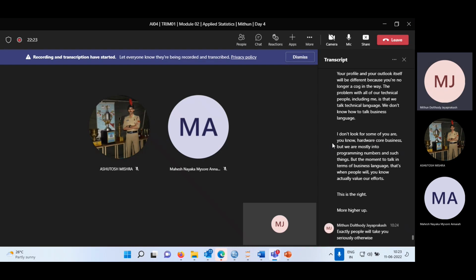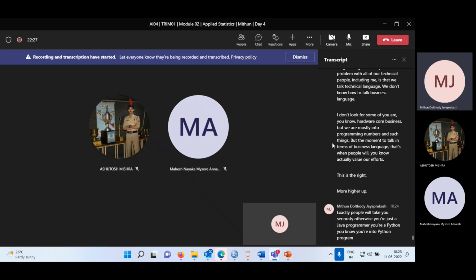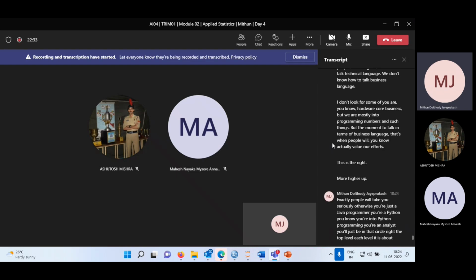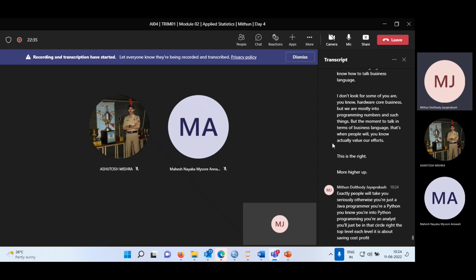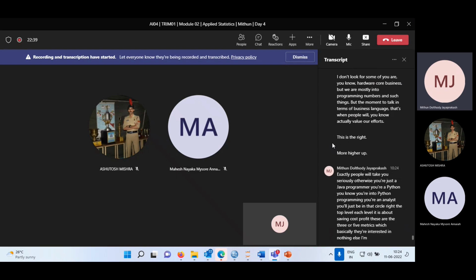Otherwise, you're just a Java programmer. You're into Python programming. You're an analyst. You'll just be in that circle. At the top level, at each level, it is about savings, cost, profit. These are the three or five metrics they are interested in, nothing else.